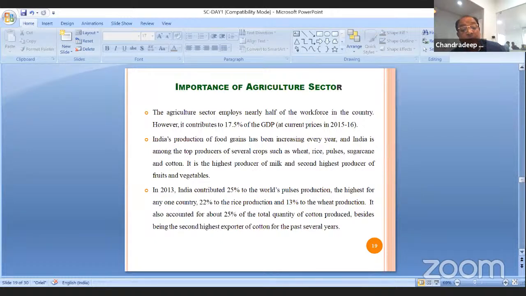In 2013, India contributed 25% of the world's pulses production, the highest for any country, 22% of rice production and 13% of wheat production. It also accounted for about 25% of the total cotton produced, besides being the second highest exporter of cotton for the past several years. I should be thankful to Dr. Lone. I did not know all this data. I have become educated about these facts and figures while preparing the data for you.